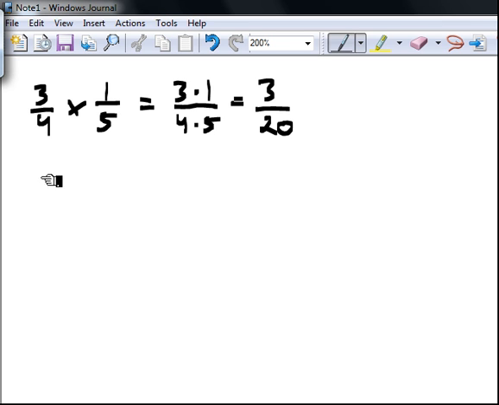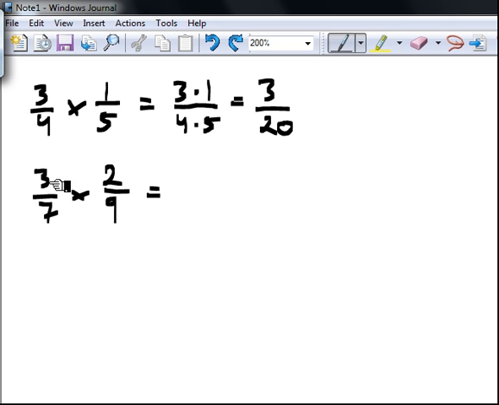Let's say we have 3 over 7 times 2 over 9. It's going to be 6 over 63. Can we simplify this? Maybe it's a little difficult this way. So before we do this multiplication and we get quite a large number down here, we can back up a second and simplify before we do the multiplication.